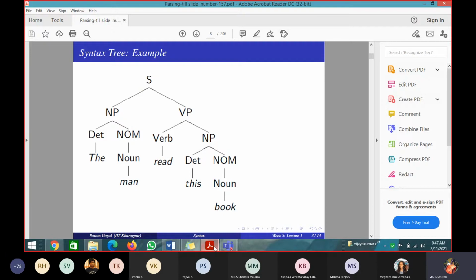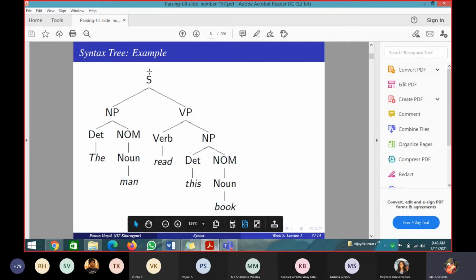You need not worry about this now. I am showing you this because it is the final step you are going to arrive at. Finally, you will be drawing a syntax tree for a given sentence. If you can draw the complete tree, then we can say that the given sentence is grammatical. If you can't draw the complete tree for the given sentence, then we can say that the sentence is not grammatical. Okay.